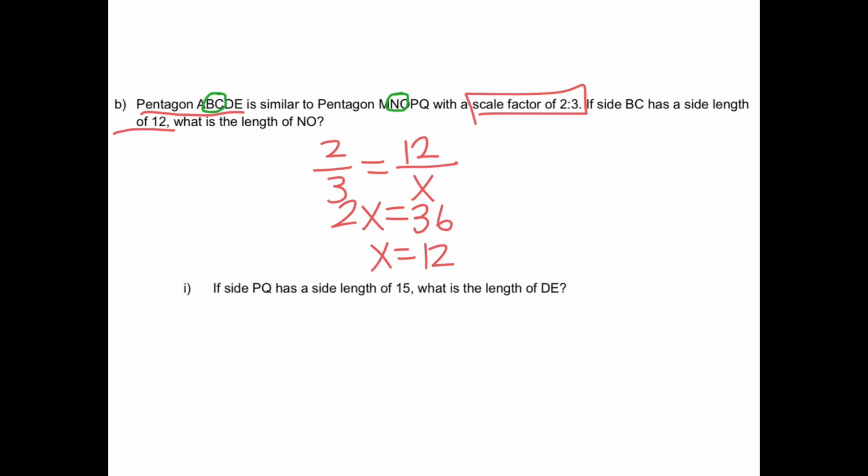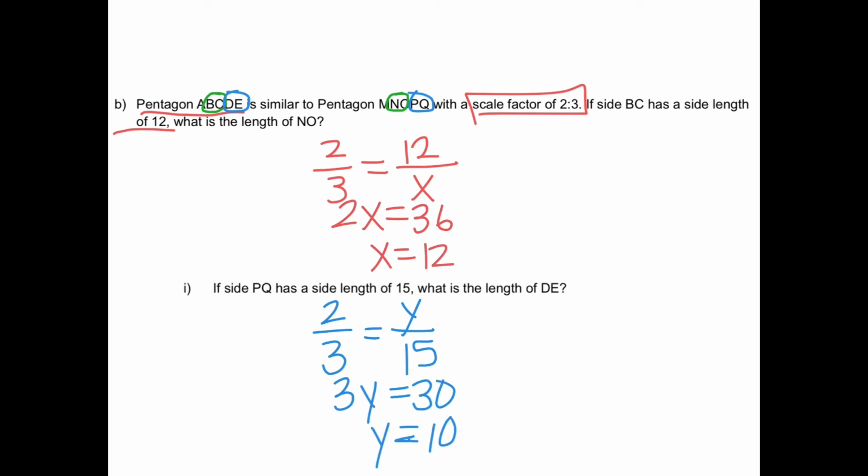Now, if side PQ, still paying attention, 2/3, well, PQ is now in the second pentagon, so I'm going to put the 15 at the bottom. And the length of DE, again, just noticing that those letters are in corresponding spots, so I know that their sides are actually in corresponding locations. So I'm going to put the X, or in this case I'll just use a Y so it is a different variable, and we'll cross multiply and solve for the length of DE. So the length of DE would be 10.